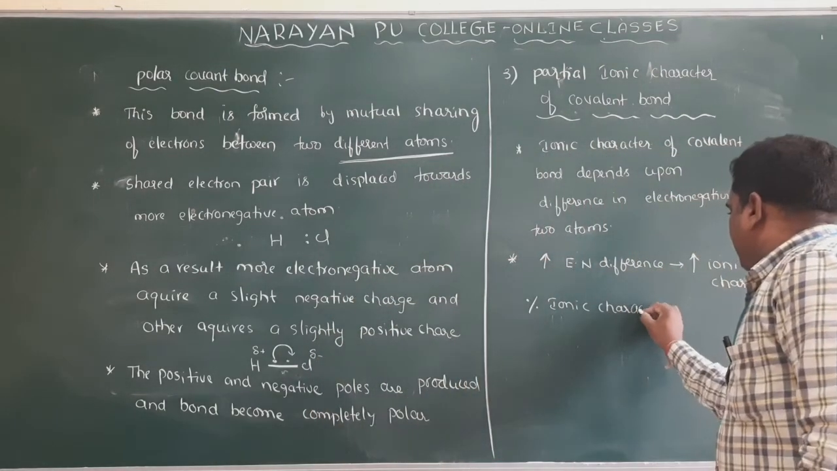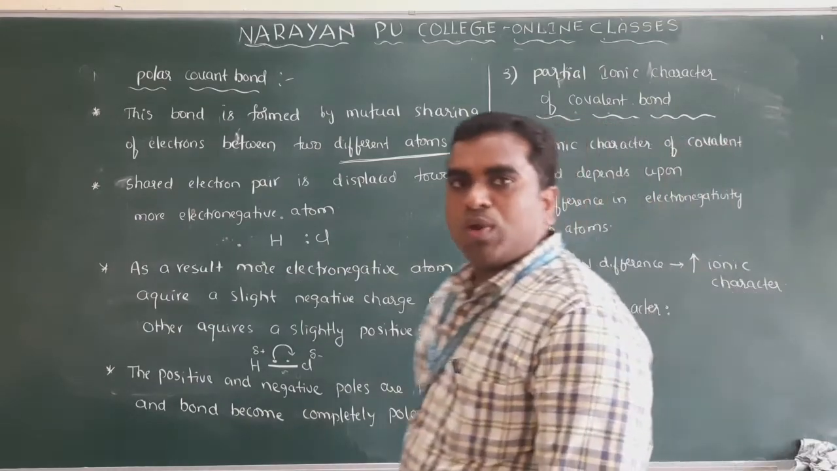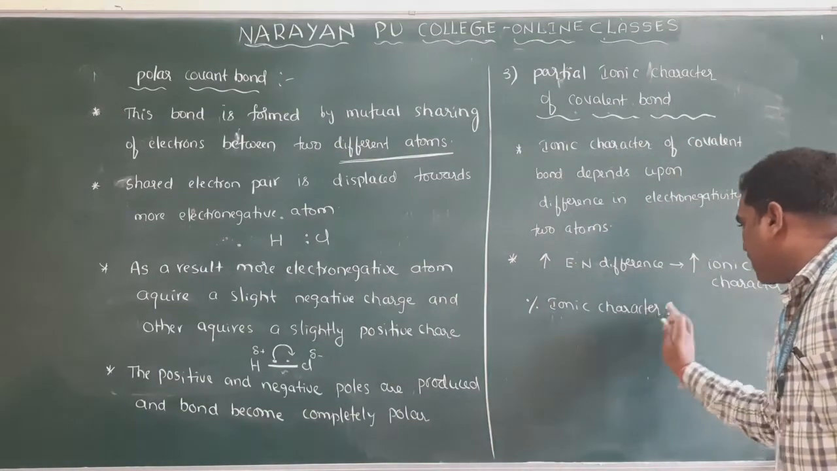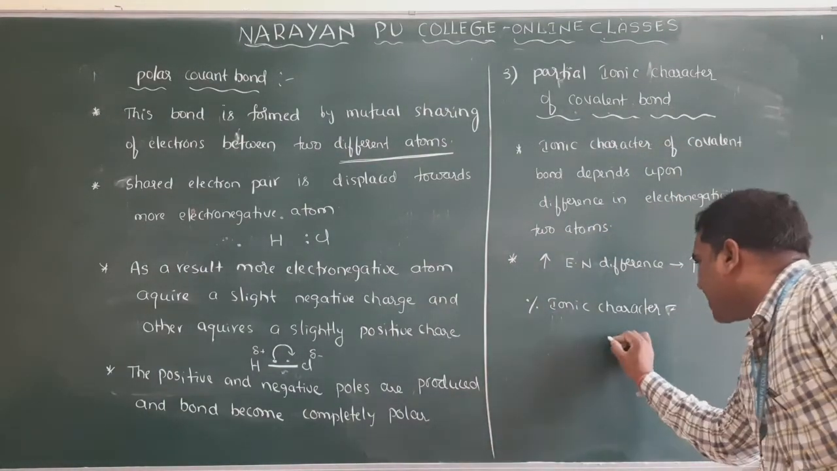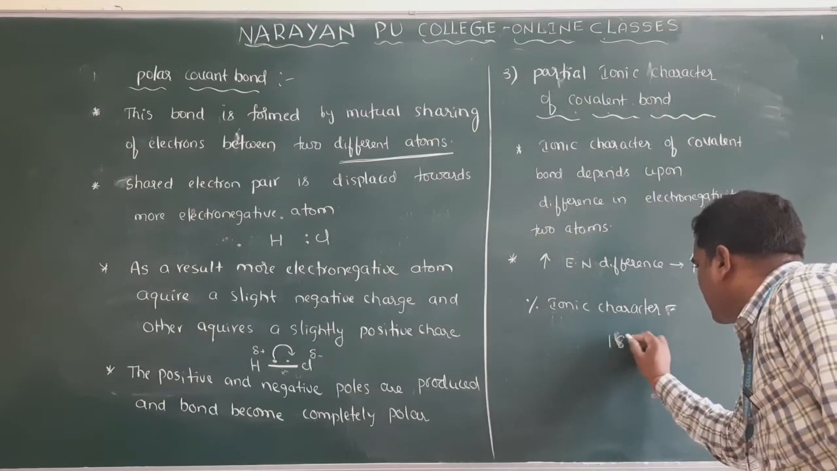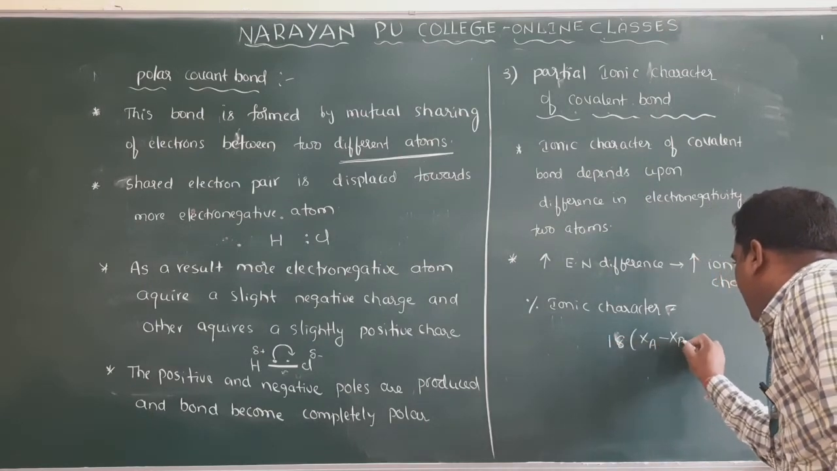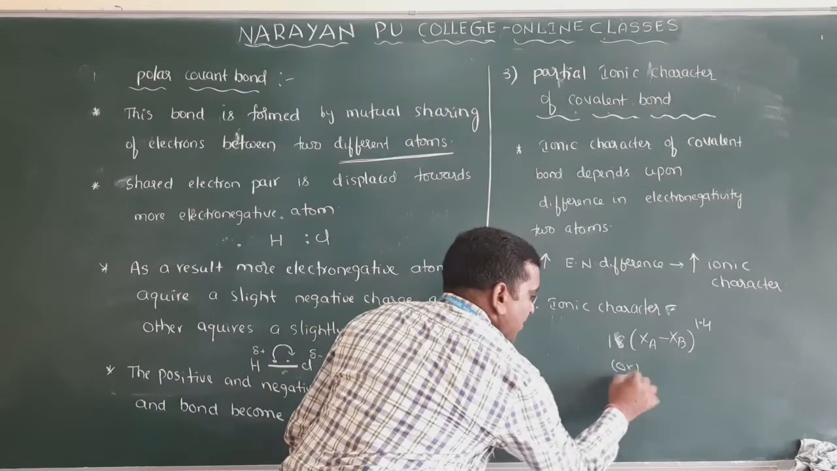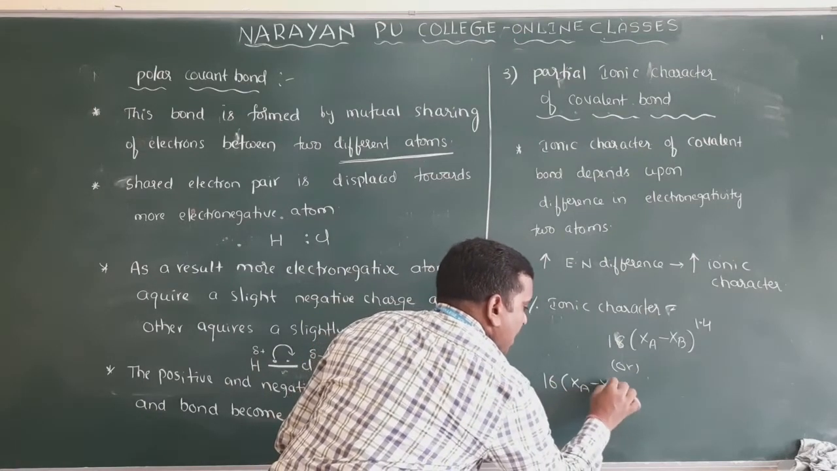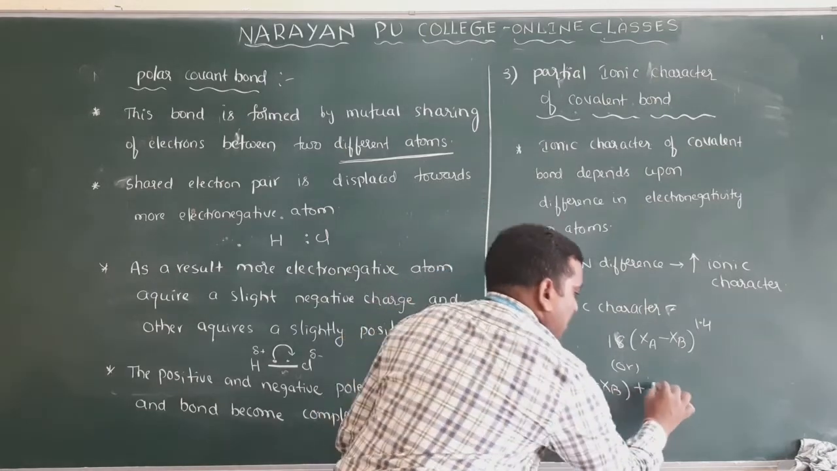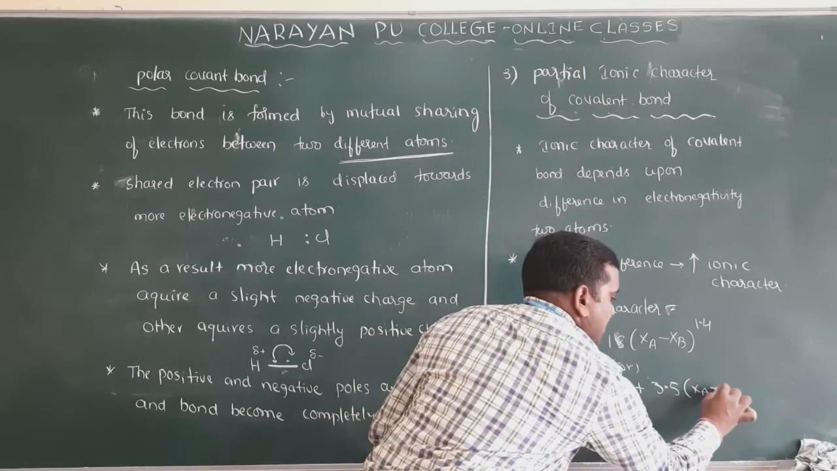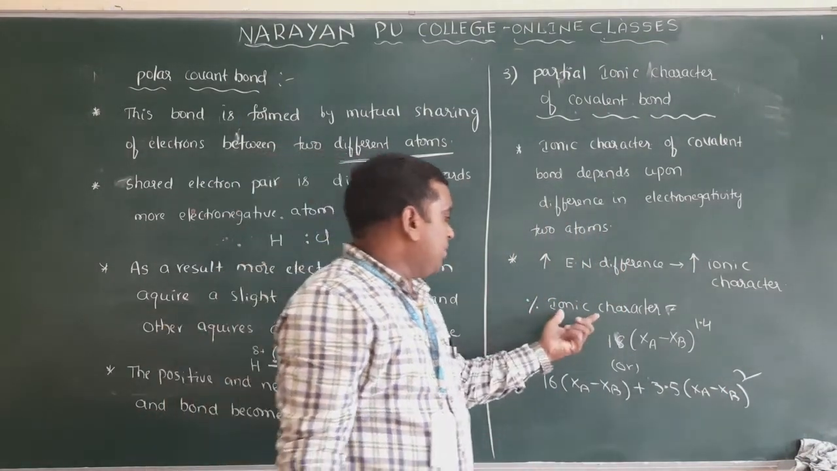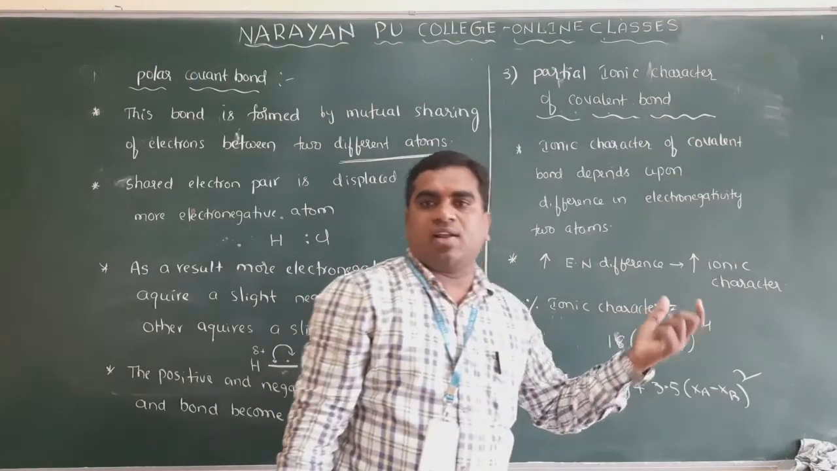The percentage of the ionic character in the covalent bond can be calculated. We have two formulas. One is 18 into (Xa minus Xb) whole power 1.4. Another formula is 16 into (Xa minus Xb) plus 3.5 into (Xa minus Xb) whole square. These two formulas can be used to calculate the ionic character in the covalent bond.